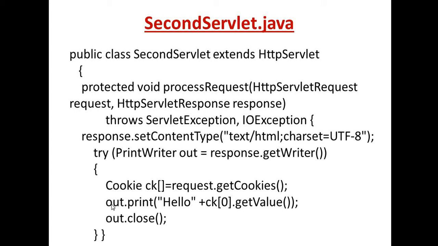And then when we are printing, out.print hello ck0, that is the first servlet page, the first information about the first request, and then .getValue. So this is the method for retrieving the data and printing the value. So it will print hello, or whatever username is entered here, and then out.close. So this is the second servlet page.